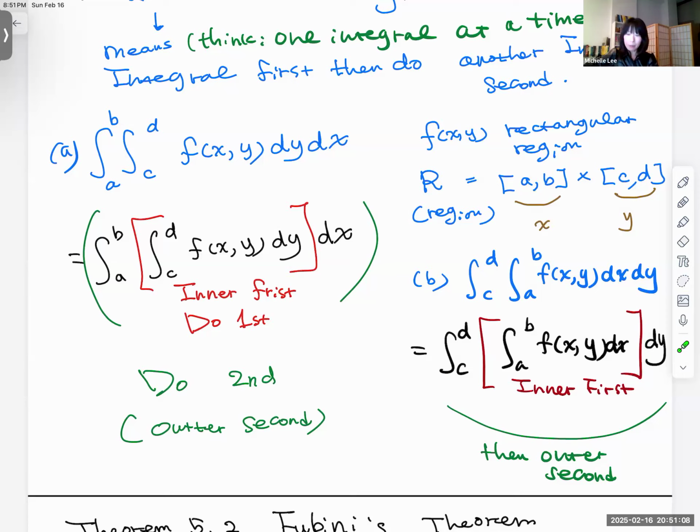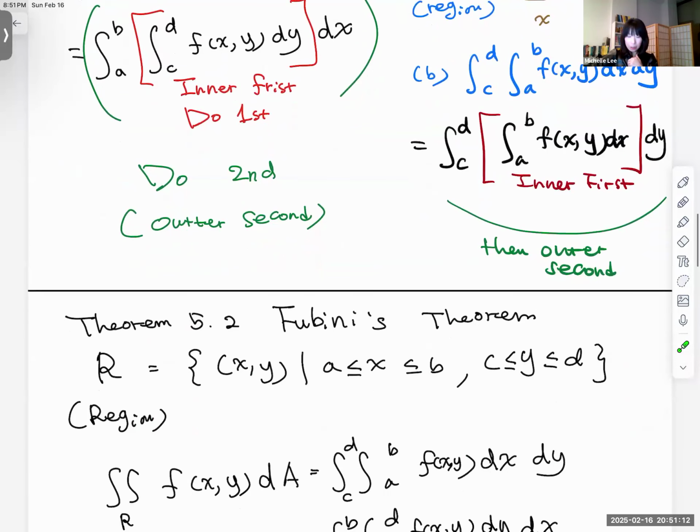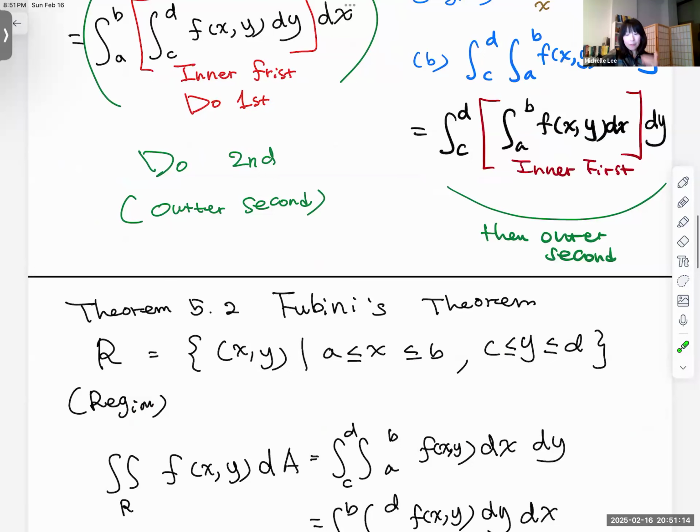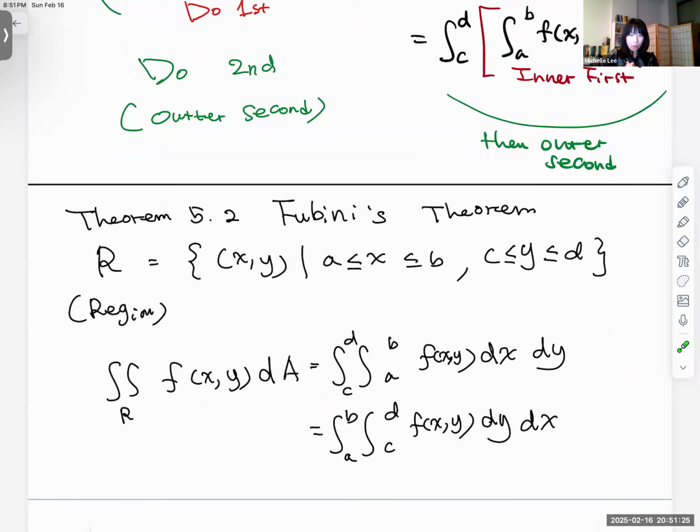Okay, very good. Now we have Fubini's theorem. Basically, Fubini's theorem uses the iterated integral. So R is a rectangular region. We have (x, y), where x is between a and b, and y is between c and d. Then we have the integral notation.